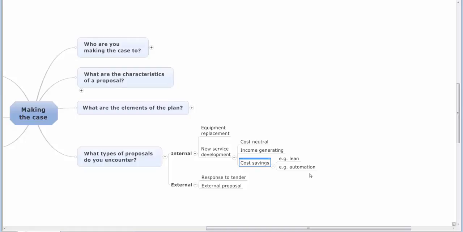But cost savings could be because you could automate a process and then free up somebody else's time. It could be that it might reduce the error rate. It could be that it enables you to build lean practices around what you're doing, and so on and so on. So all of those different aspects working together can provide cost savings for a new service development, which go above and beyond what you might expect from just a normal replacement of equipment. So those types of proposals really probably are the majority of what you might encounter.